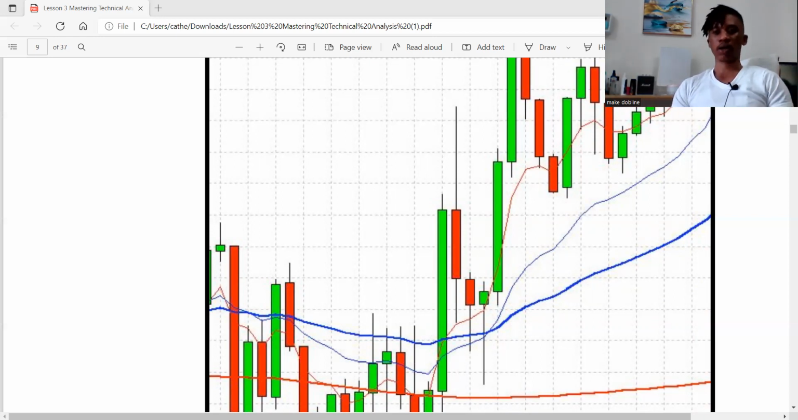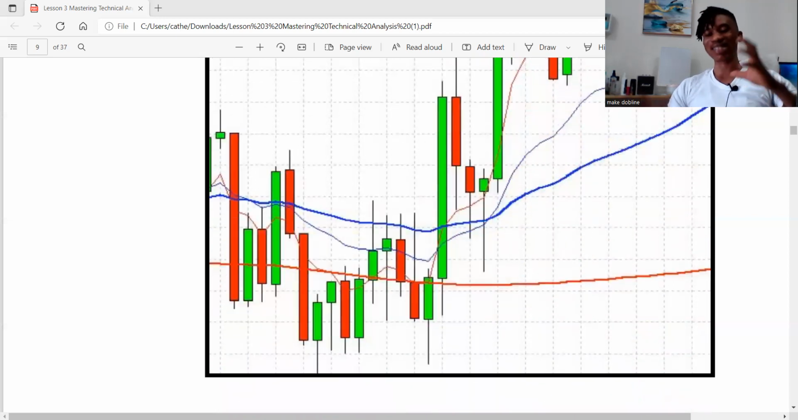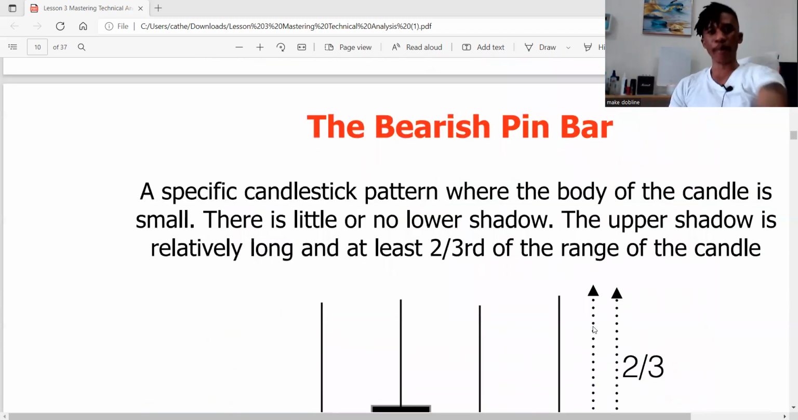Now the next thing I'm going to be talking about is the second candlestick pattern for forex trading. What do you think it's going to be? Ooh, the bearish pin bar.